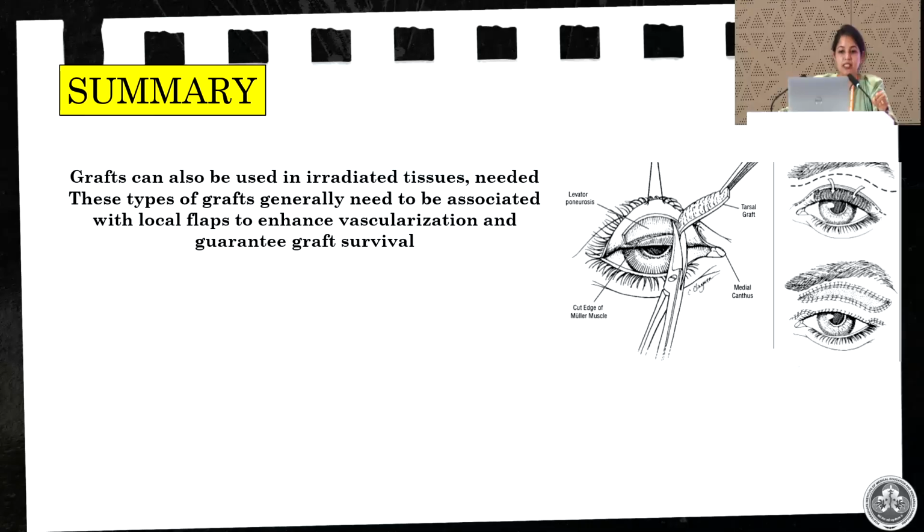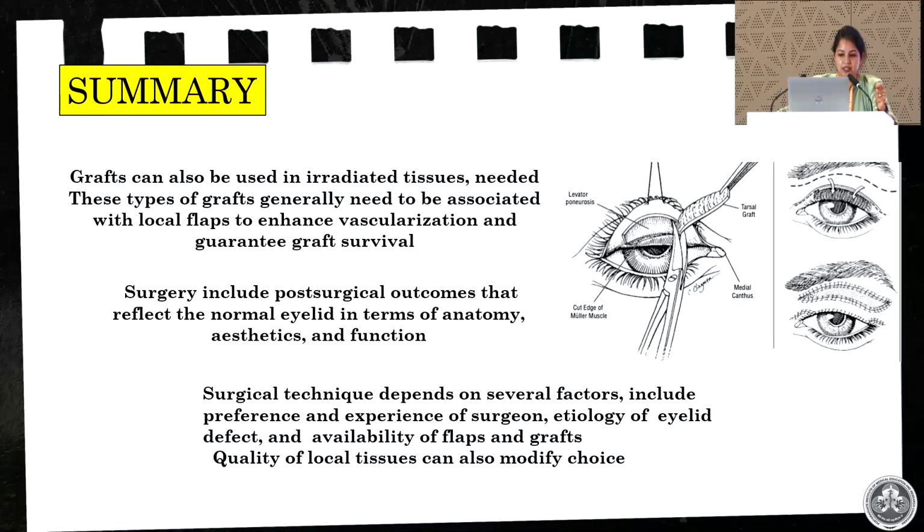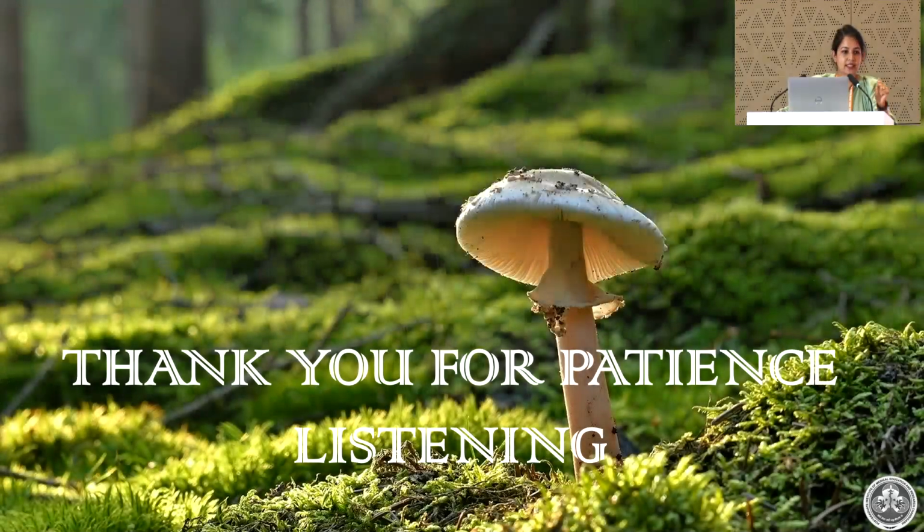So to conclude, grafts can also be used in irradiated tissues if needed. These types of grafts generally need to be associated with a local flap to enhance vascularization and guarantee graft survival. The main objective of the surgery is a post-surgical outcome that reflects a normal eyelid in terms of anatomy, aesthetics and function. The choice of surgery depends upon several factors including preference and experience of the surgeon, etiology of the eyelid defect, availability of the flap and the graft, and quality of the local tissue can sometimes also modify our choices. Thank you for patiently listening.